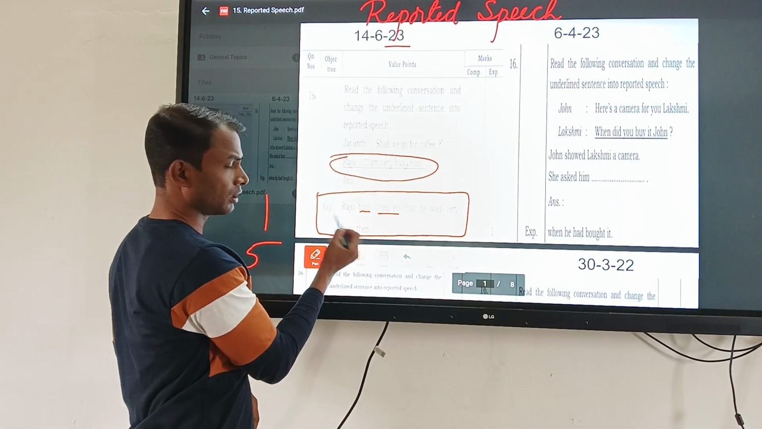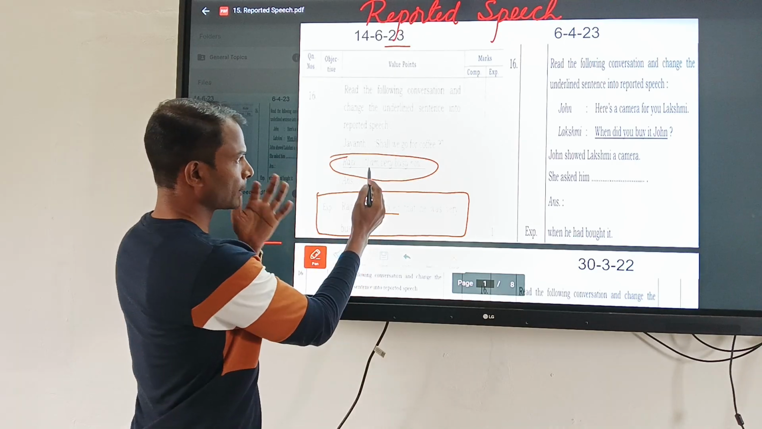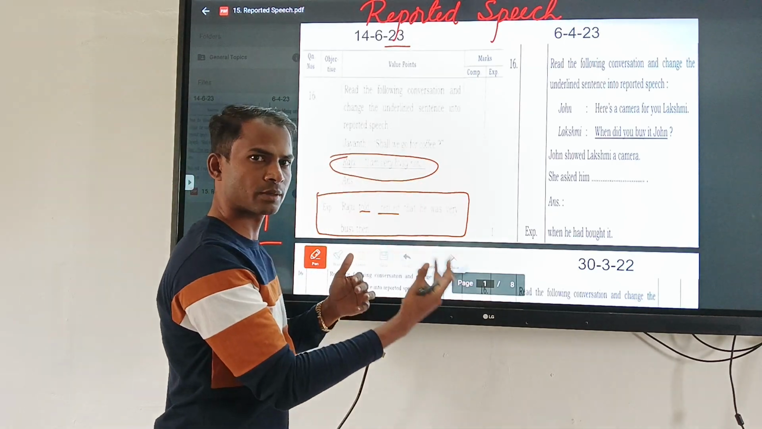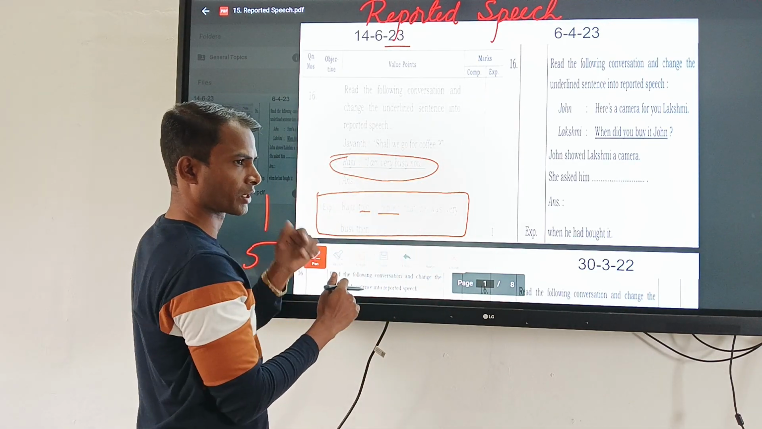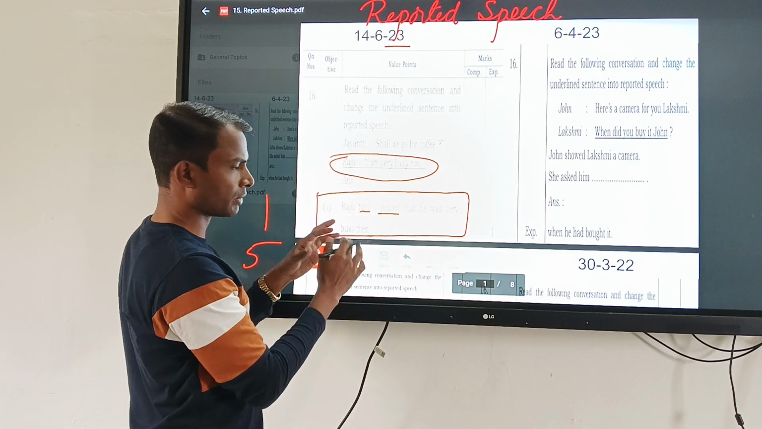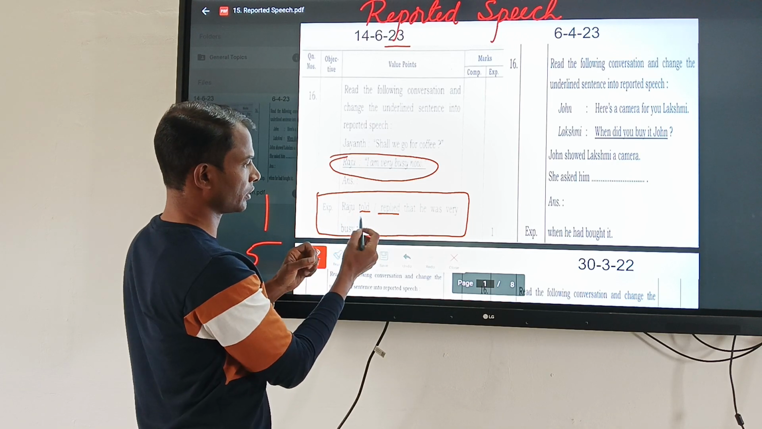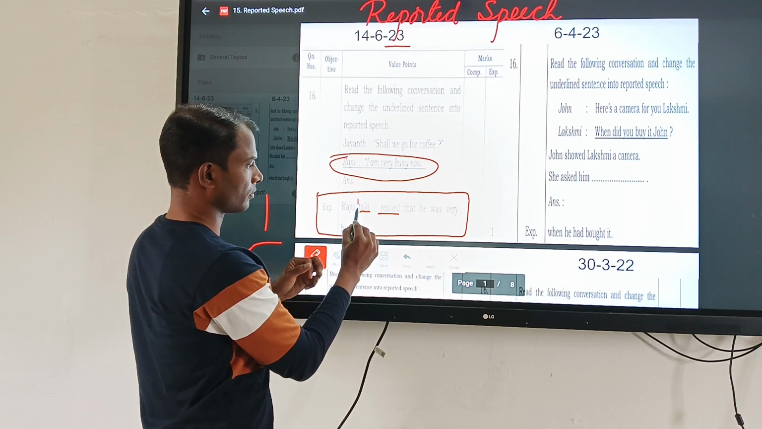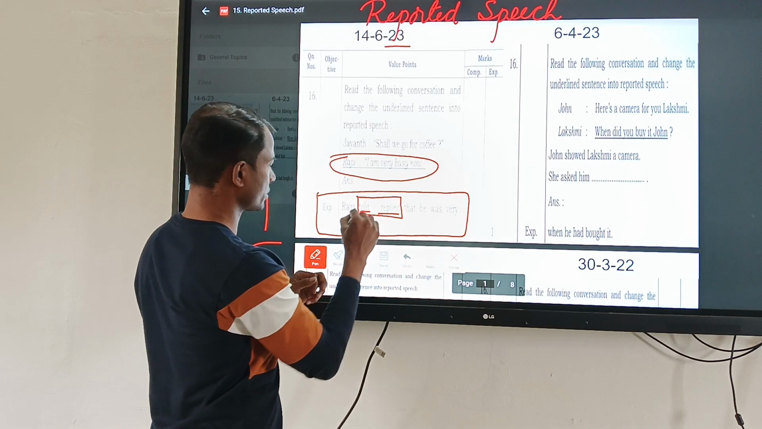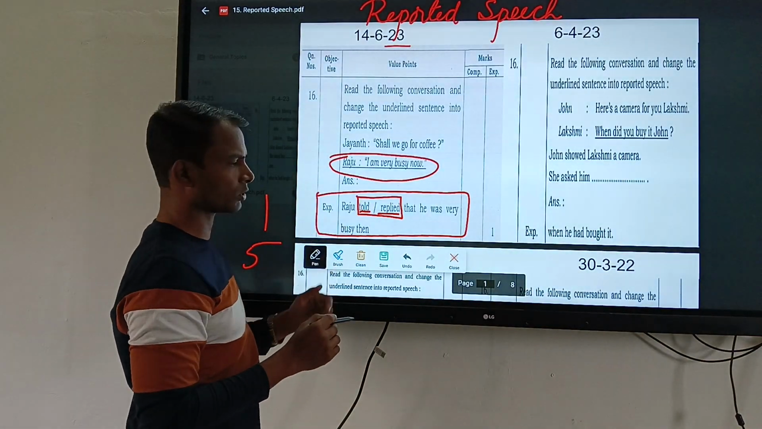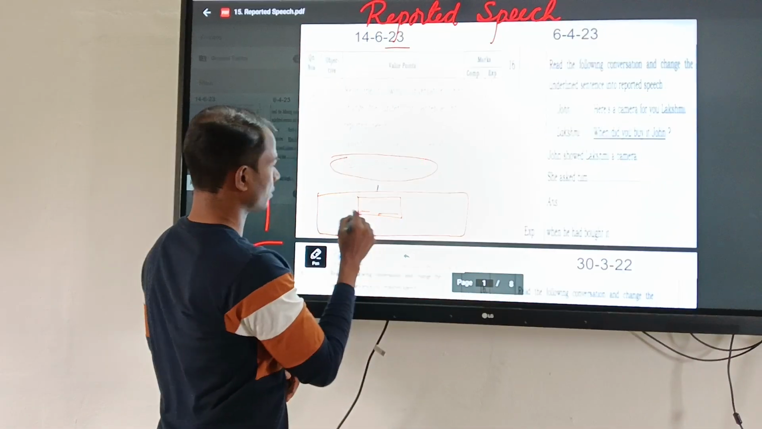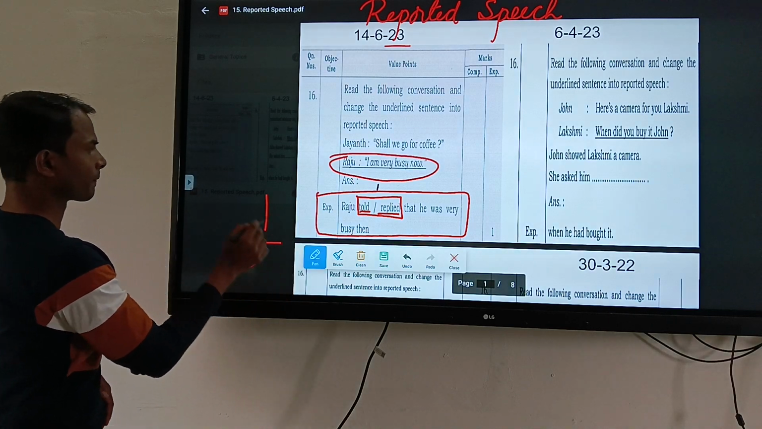Now there is a person who is reporting, and there is a second part, that is what he has reported. So there are 2 parts here. We need to combine them, and while combining we need to use certain words, and let me delve into that. We have told and replied. What are these words? These are the reporting verbs.